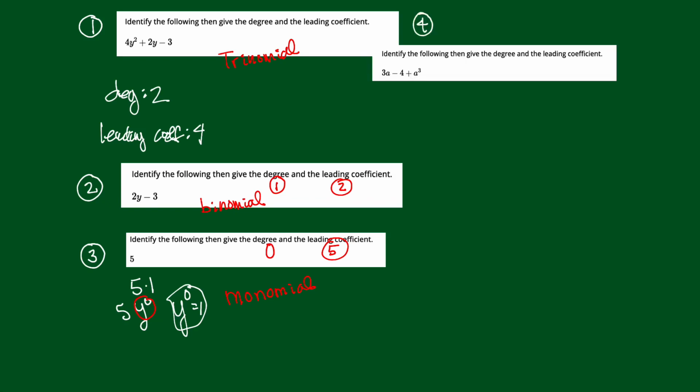Here in problem number 4, let's count the number of terms. I've got 1, 2, 3 terms, so this is a trinomial. Now, what is the highest degree here? The variables are all in a's. The highest degree is 3. So this is a third degree polynomial. So this is going to be a third degree trinomial. And the leading coefficient, well, what's the multiplier of that term right there?